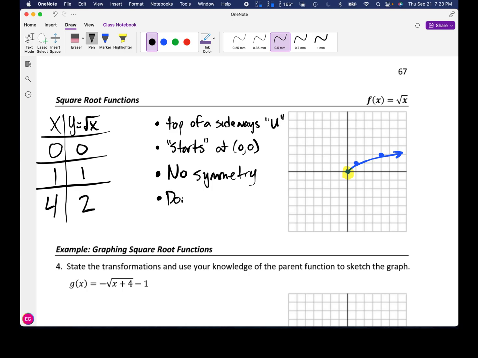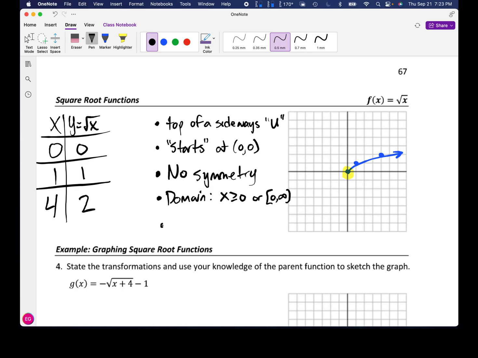Our domain, we actually already know this because this is a square root function and we know that the inside x has to be greater than or equal to 0. So we could write it that way, or we could do 0 to infinity. Same idea if we have transformations: since we know that by default x is greater than or equal to 0, if we apply transformations to that, we'll be able to figure out what the domain is without having to do a lot of extra work.